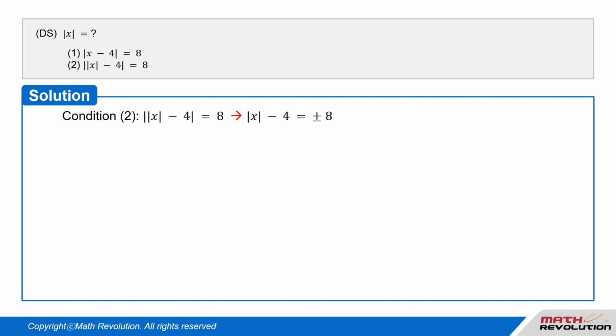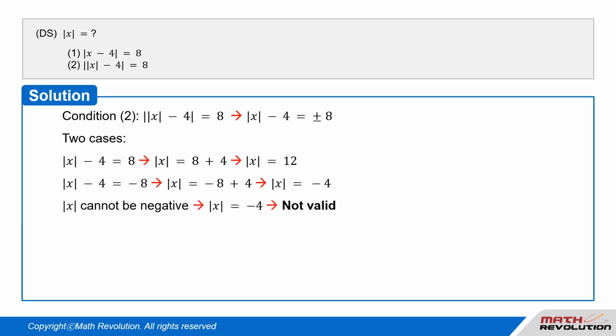Condition 2 tells us that absolute value of whole of absolute value of x minus 4 equals 8. This means absolute value of x minus 4 equals plus minus 8. So, two cases. If absolute value of x minus 4 equals 8, then absolute value of x equals 8 plus 4 equals 12. If absolute value of x minus 4 equals negative 8, then absolute value of x equals negative 8 plus 4 equals negative 4.